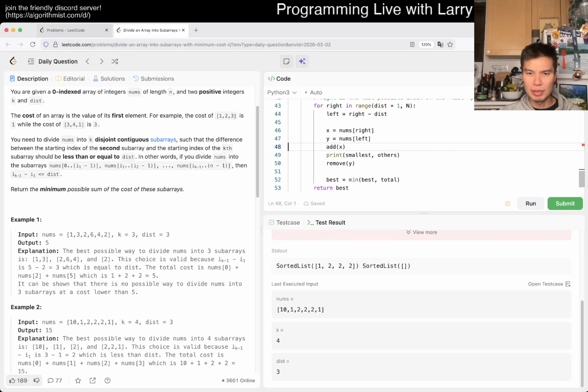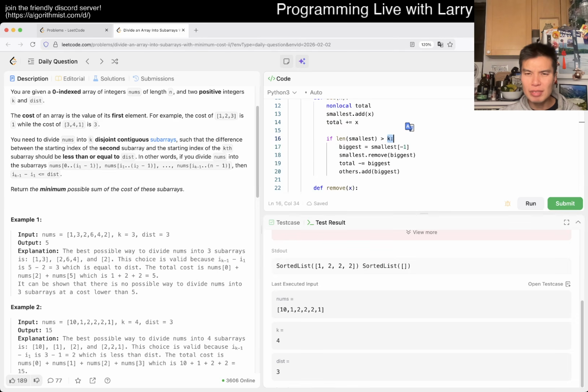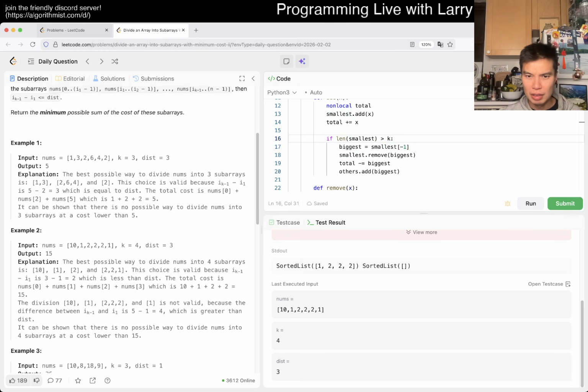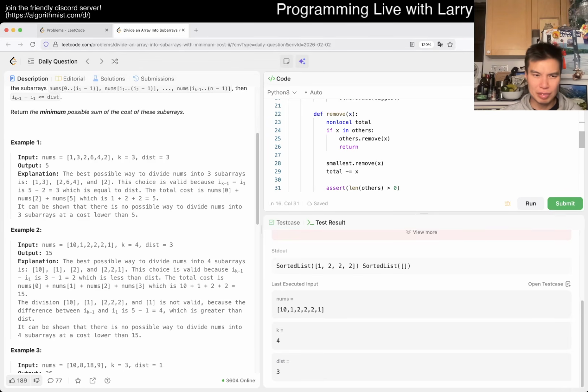What was it before? Wait, the add doesn't. Do I reuse k by accident? Oh no, I mean, length for smallest is definitely greater than k. So why is that? Oh no, this is the second one. Okay. Did I confuse distance and k? I did confuse distance and k.